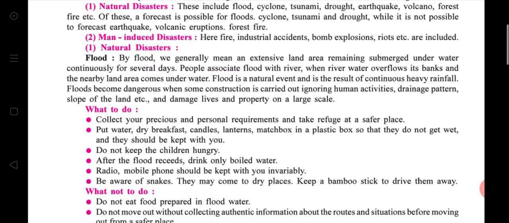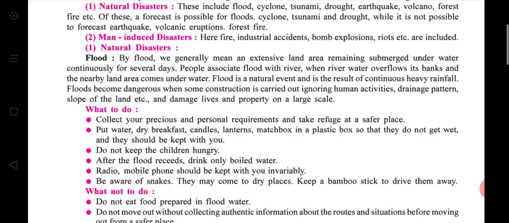Flood becomes dangerous when some construction is carried out ignoring drainage pattern, slope of the land, etc., and it damages lives and properties on a large scale. So at the time of flood, what to do and what not to do. First, in that situation, what to do? First, collect precious and personal requirements and take refuge at a safer place.